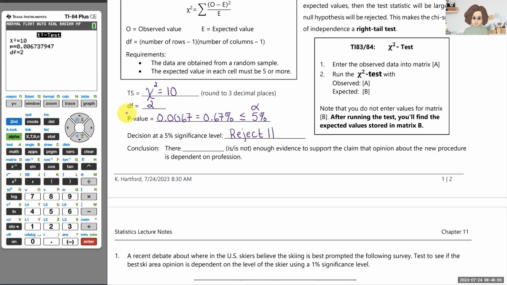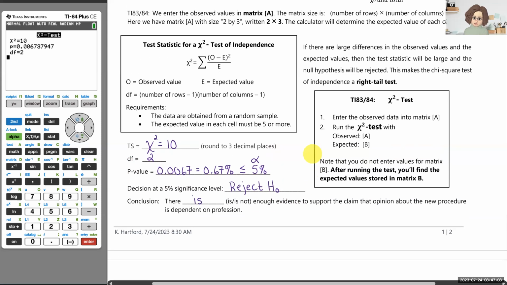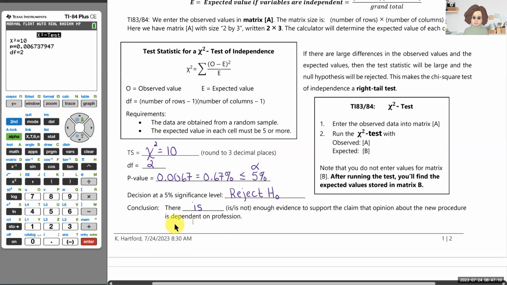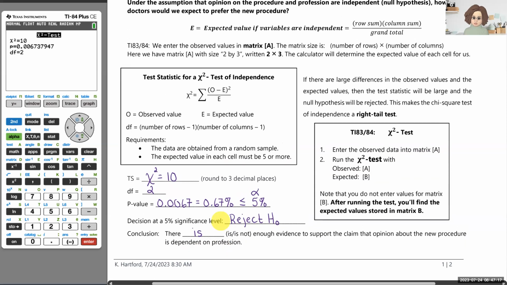So we do have pretty strong evidence against the null hypothesis, and therefore there is enough evidence to support the claim that opinion on the new procedure is dependent on the profession. All right, so that is how we conduct the chi-square test of independence. And coming up, we'll do a couple more problems, and I'll also show you the graphs as well.